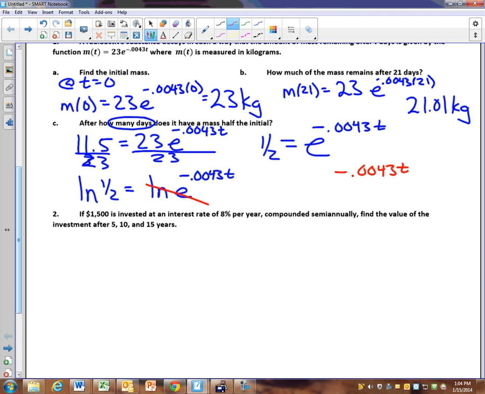How about the left-hand side? Can you take the natural log of 1/2? You can. And on your calculator, take the natural log of 1/2 and you get negative 0.69. How do we solve that equation? Very good. We divide by negative 0.0043, and you get 161.2 days. So it takes 161 days to be half the size it started.